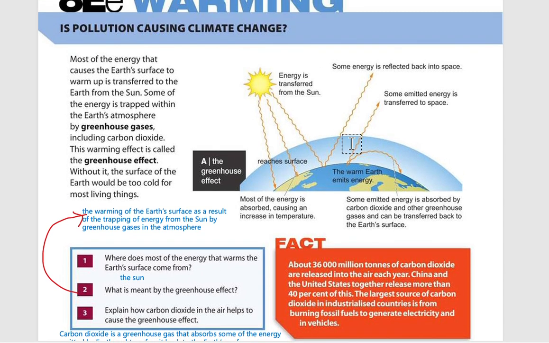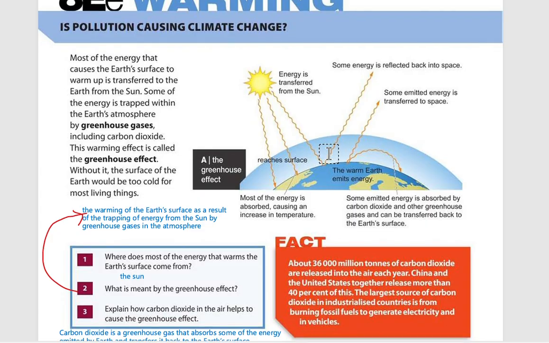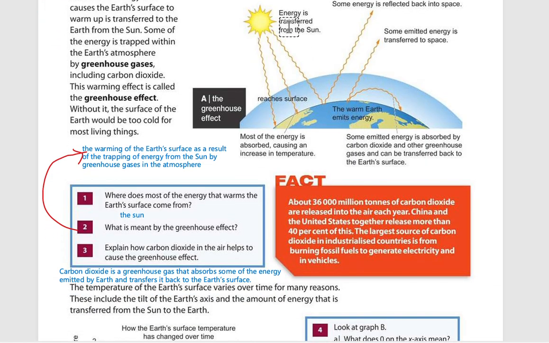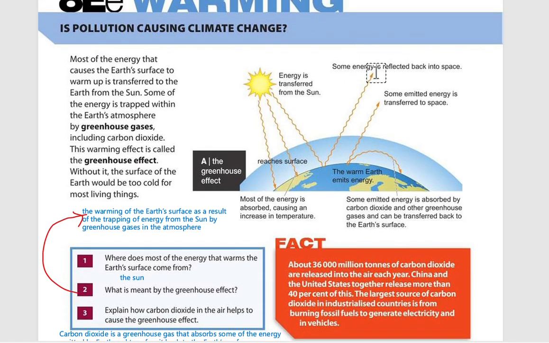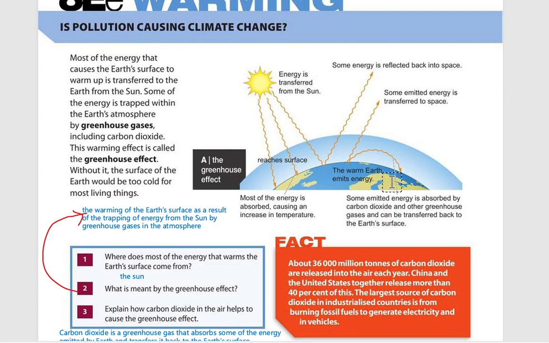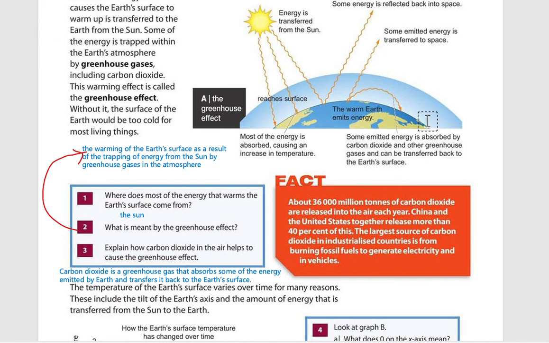So you can see here in this diagram also, right? Now some of the energy is transferred from the sun, it reaches the surface and most of it is absorbed. Some of it is reflected back into space. Some emitted energy is transferred to space, and some of the emitted energy is absorbed by carbon dioxide and other greenhouse gases and can be transferred back to the earth's surface. So this is the part you need to use to answer this question.